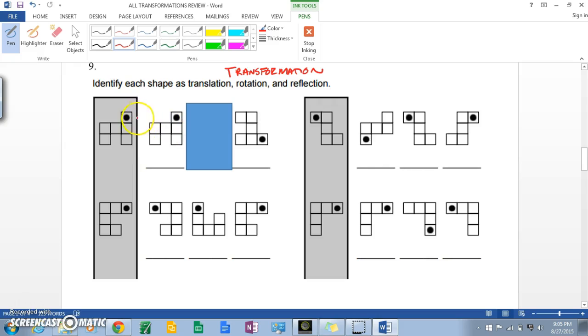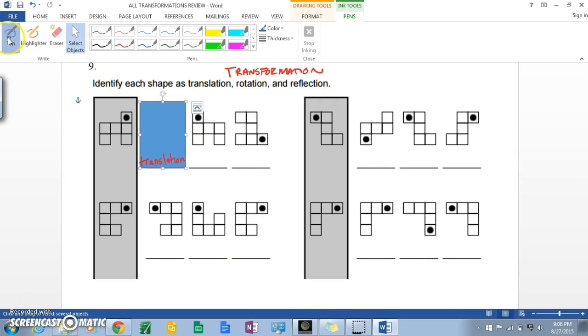So from this original shape to this shape, you're going to ask yourself what happened. Did it just slide over? Did it turn at all? Or did it reflect? You can see from here, this shape just slid to the right. This would be a translation. Okay? This would be a translation. Make sure you write this on here. If you need more time to write it, pause, but I need to move on.